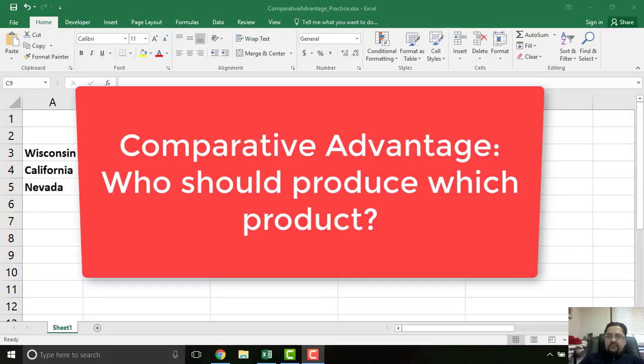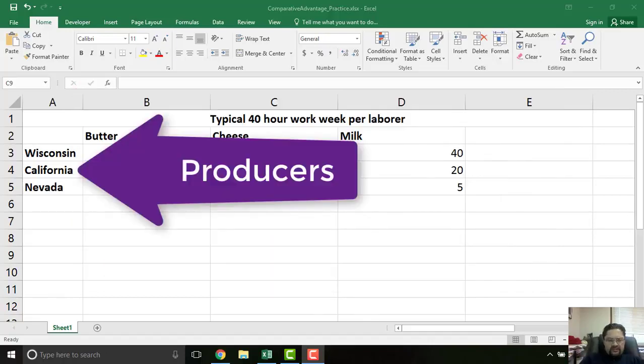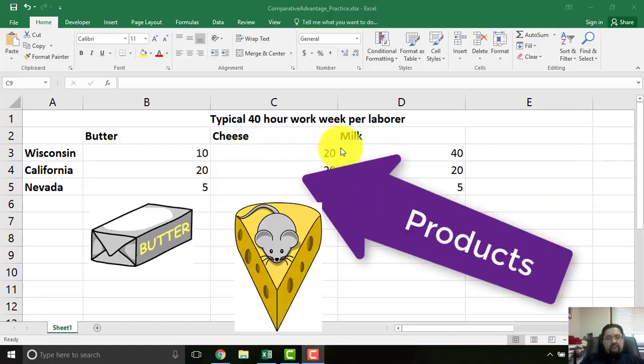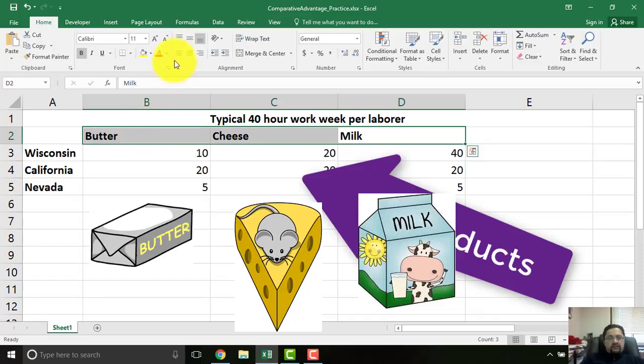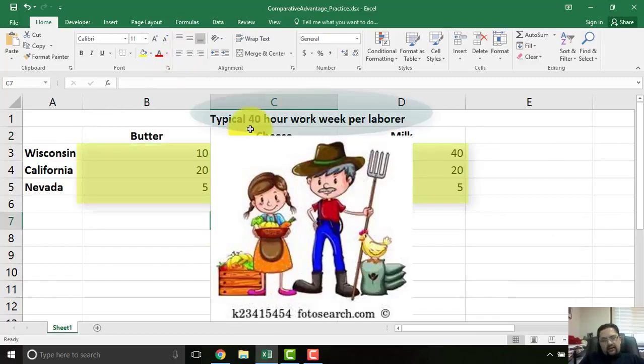Hello everyone, this is Professor Tychek, and I'm here today to give you a practice run of comparative advantage, a more complex version of it, as you might be expected to complete. So I've got three states here, or three locations, Wisconsin, California, Nevada, and I've got butter, cheese, and milk, three general products, commodities that a company could make. Okay? And a typical 40-hour work week per laborer.